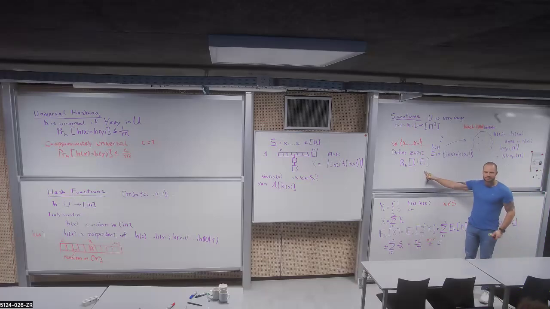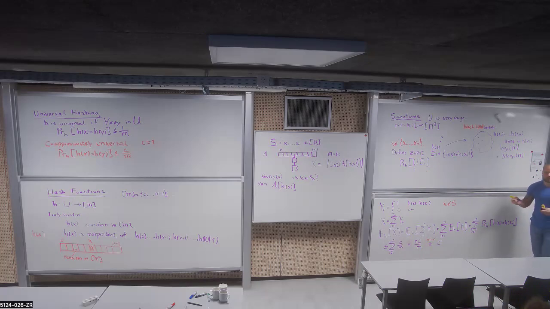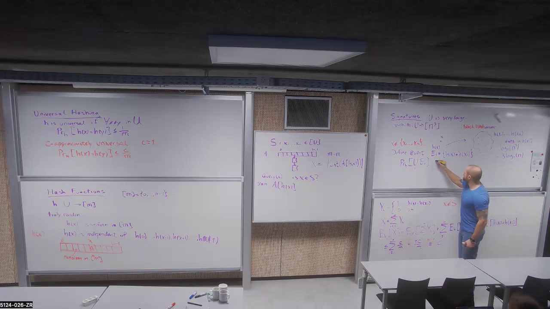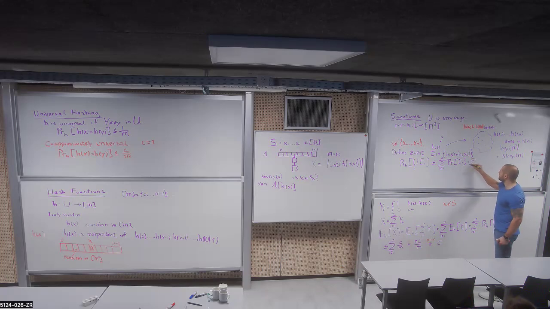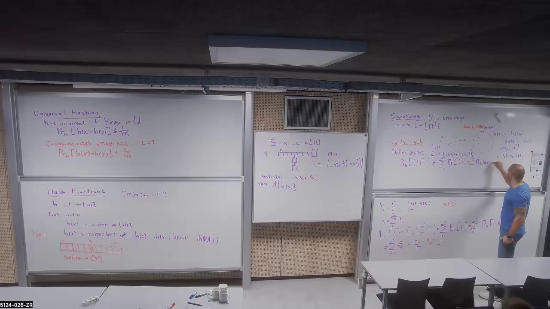What did the union bound tell us we could do with the probability of a union of events? Anyone remember? Yeah, it's bounded by the sum of the probabilities of each event. Yes. This is no more than the sum over all the events, the n of them, of the probability of E_i. And then we can write out what this is: the probability that hash of x equals hash of x_i.